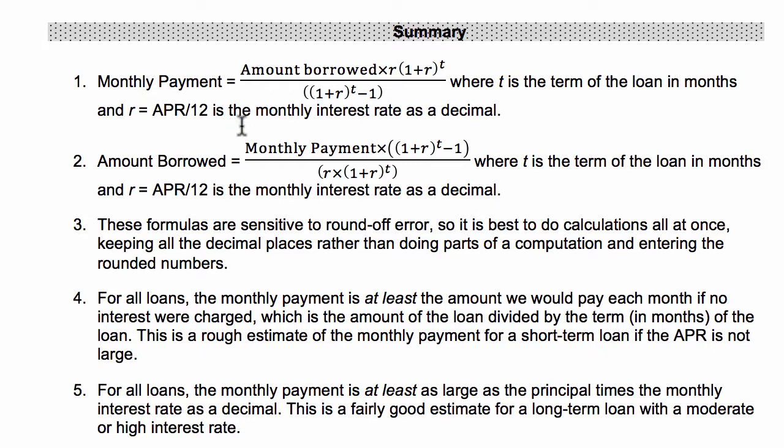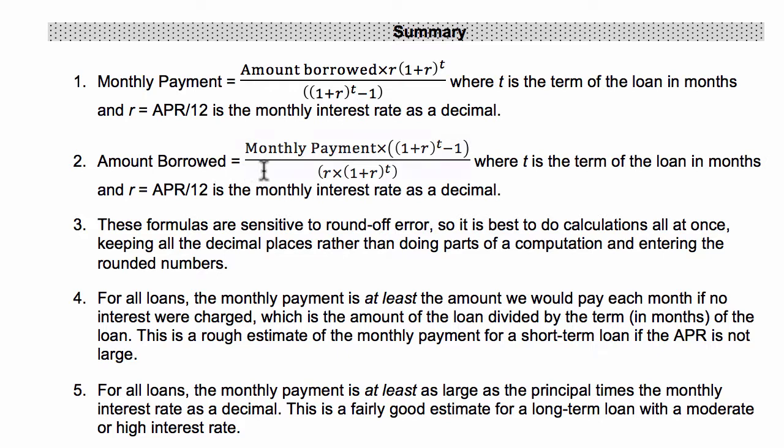we could use the following formula to find the monthly payment for a loan. Amount borrowed times R times the quantity 1 plus R to the T divided by the quantity 1 plus R to the T minus 1. Here, T is the term of the loan in months, and R equals APR over 12 is the monthly interest rate as a decimal. If we solve this formula for amount borrowed, we get the companion formula.